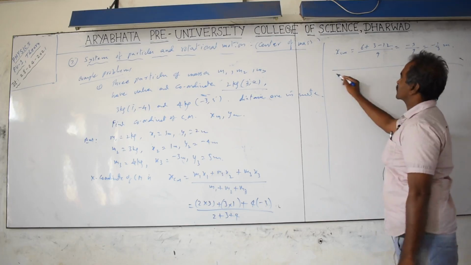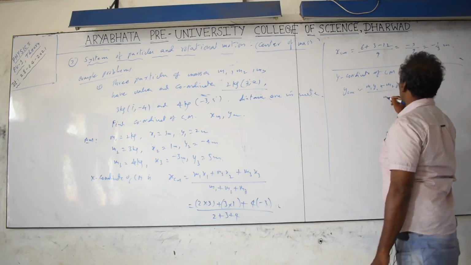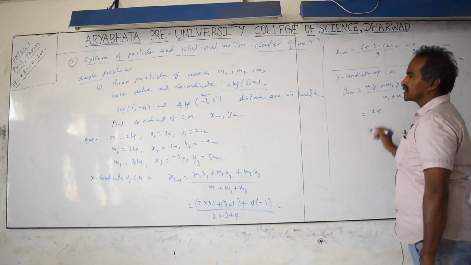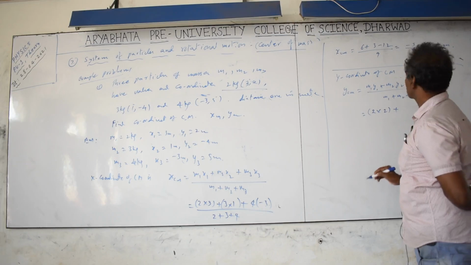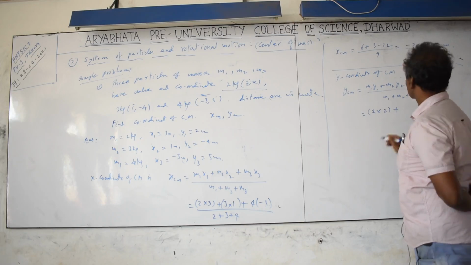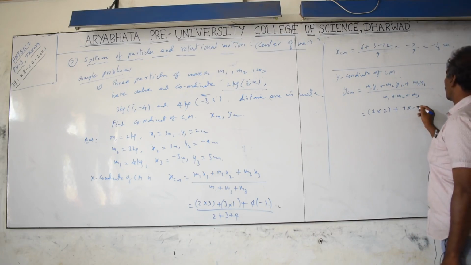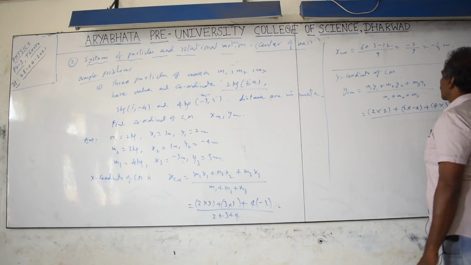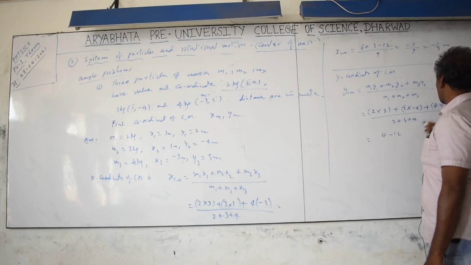And similarly the y coordinate of the center of mass is ycm equal to m1 y1 plus m2 y2 plus m3 y3 by m1 plus m2 plus m3. m1 is 2 kg into y1 2 meters, m2 is 3 kg and y2 is minus 4, plus m3 is 4 kg into y3 is 5 meters, by m1 plus m2 plus m3, total mass 2 plus 3 plus 4, 9.